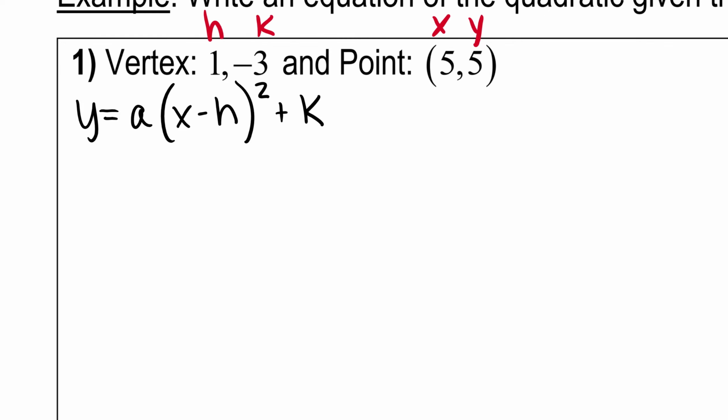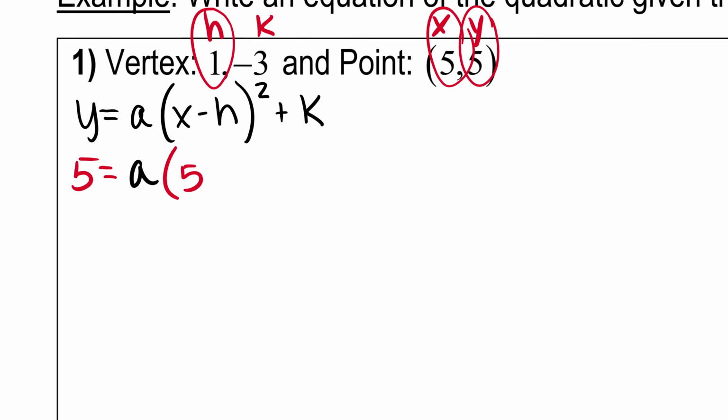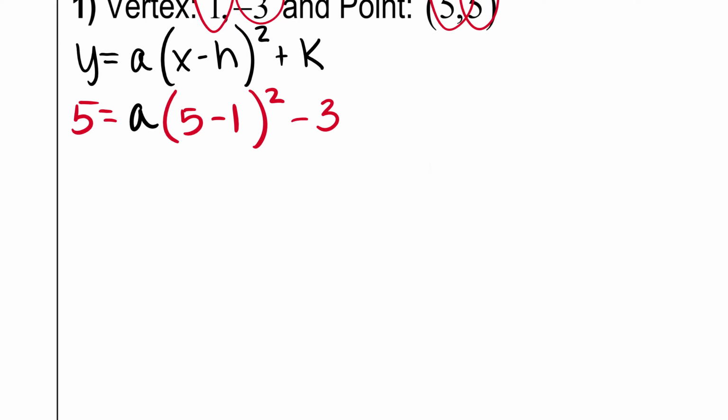So I'm going to go ahead and write this. So y, notice y is 5. So I have 5 equals a is the only thing we don't have. Alright, x is also 5 on this one. Okay, h is 1. So remember, you always flip h. So if h is 1, here it'll be minus 1. And then k is negative 3, so minus 3. Okay, now I can simplify everything, move stuff around, solve for a, and I'm good.